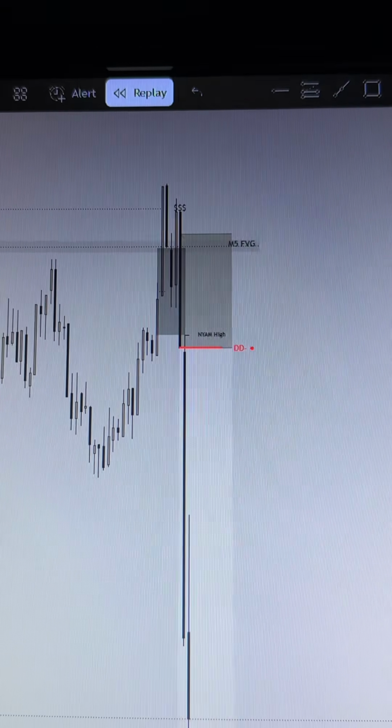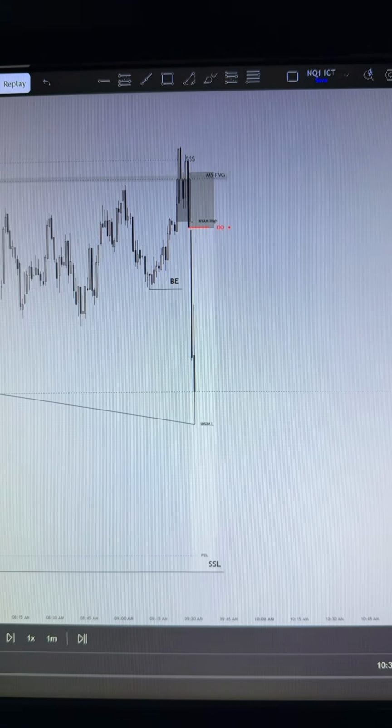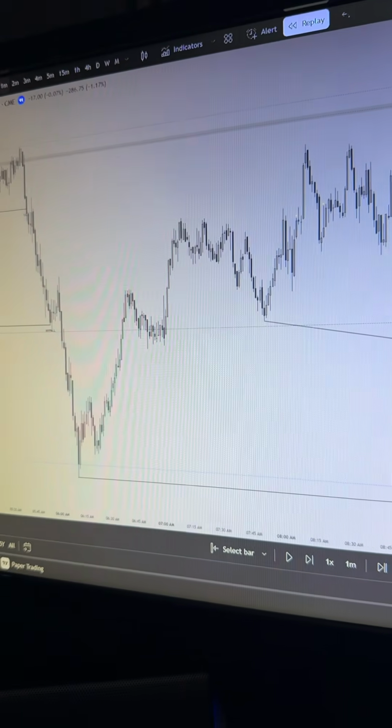So as you know, we swept out this internal range liquidity. We were delivering from this 5-minute fair value gap, and we had completely flipped this gap. Now you see this dot next to the entry signal, the DD-, that actually represents volume coming into the market. So you know this is a strong candle flip down. Now we told everyone to go break even at this internal swing low right here and hold down for this resting sell side liquidity all the way down here.